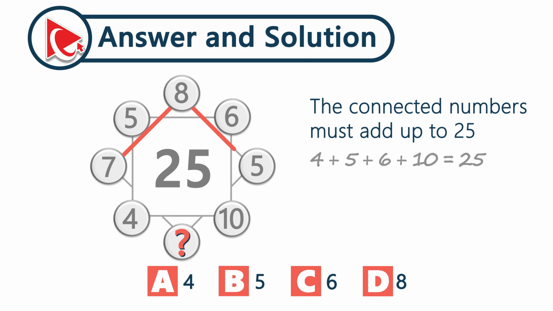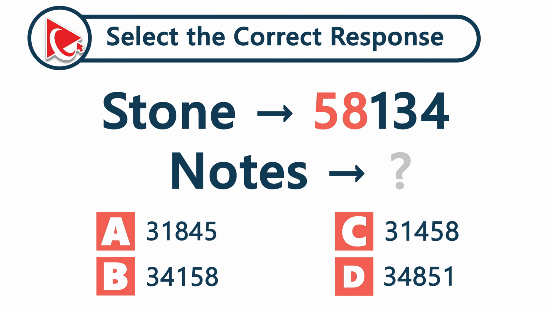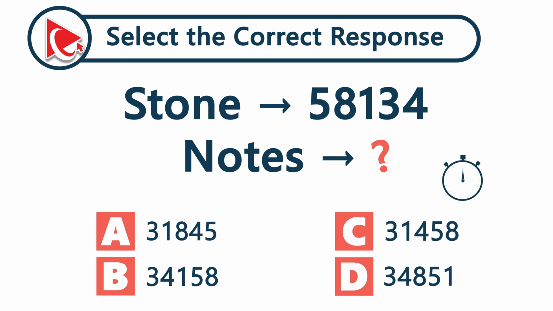Now let's look at the second connected group. 7, 8, 5, and then comes the missing number. Based on the pattern, all these numbers should add up to 25, which means 7 plus 8 plus 5 plus the missing number should add up to 25, which means the missing number is 5, and the correct answer here is choice B. Stone matches the number 58,134. What would be the matching number for the notes?